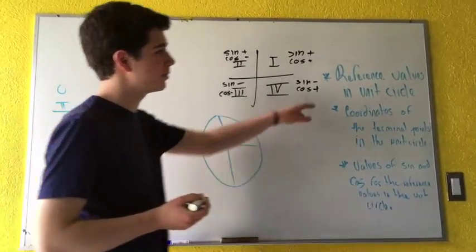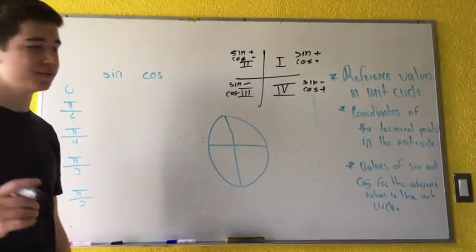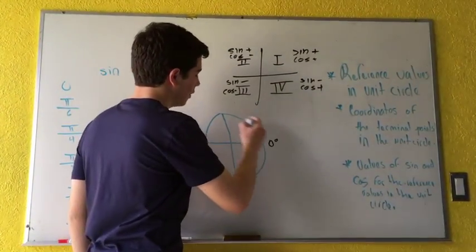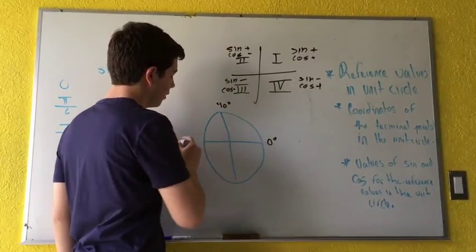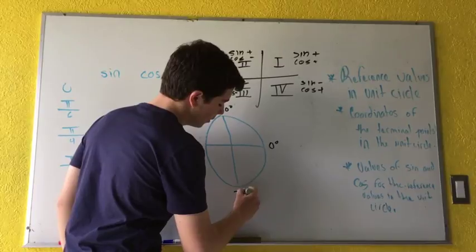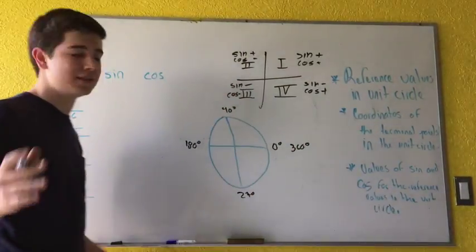I'm going to explain the reference values in the unit circle. So we all know that a circle has 360 degrees. The first value in degrees of the circle is 0. Here is 90. Here is 180. 270. And 360.